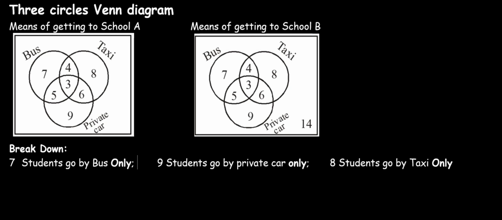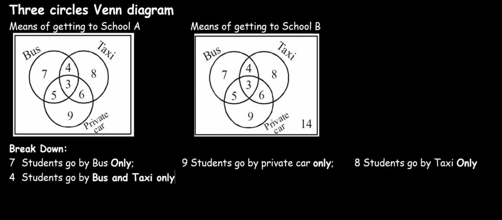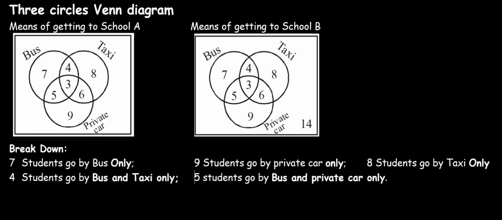Next, we have 4 students go by bus and taxi only. Note, private car is not involved. When we say bus and taxi only, private car is not involved. The circle of private car is cut off. Next, we have 5 students go by bus and private car only. But take note, taxi is not involved. Next, we have 6 students go by taxi and private car only. You should note that bus is not involved.